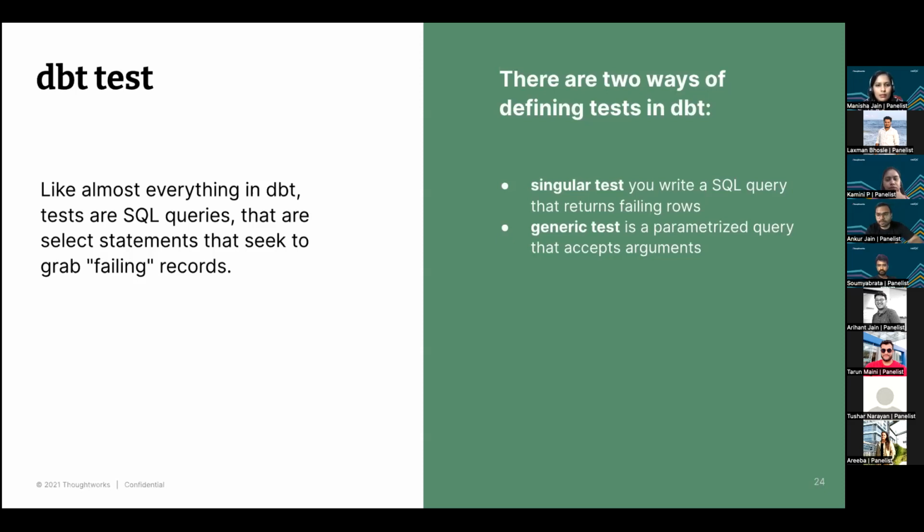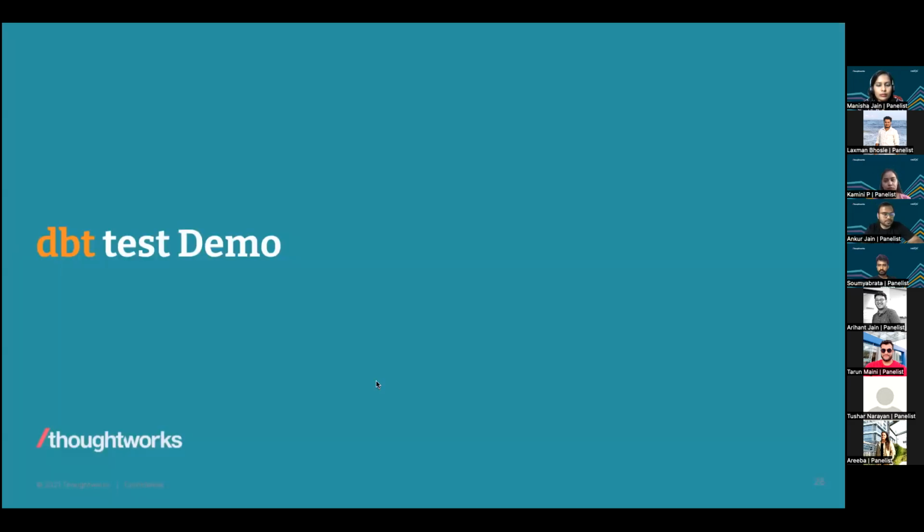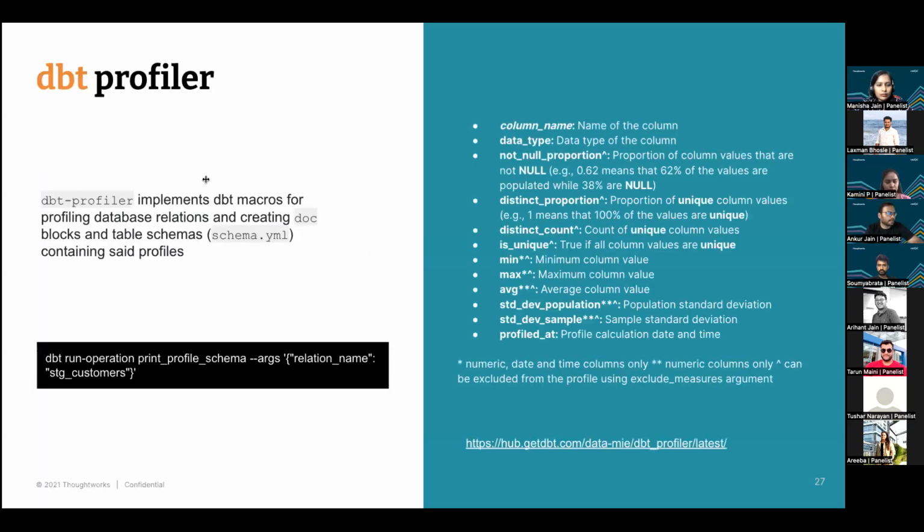There'll be two types. You can write a select query, which will be again just checking whether it's failing or not. And there is something called generic test, which will be very generic to the different parameters that are part of those queries. We'll see that in examples. Let's see the demonstration, right?